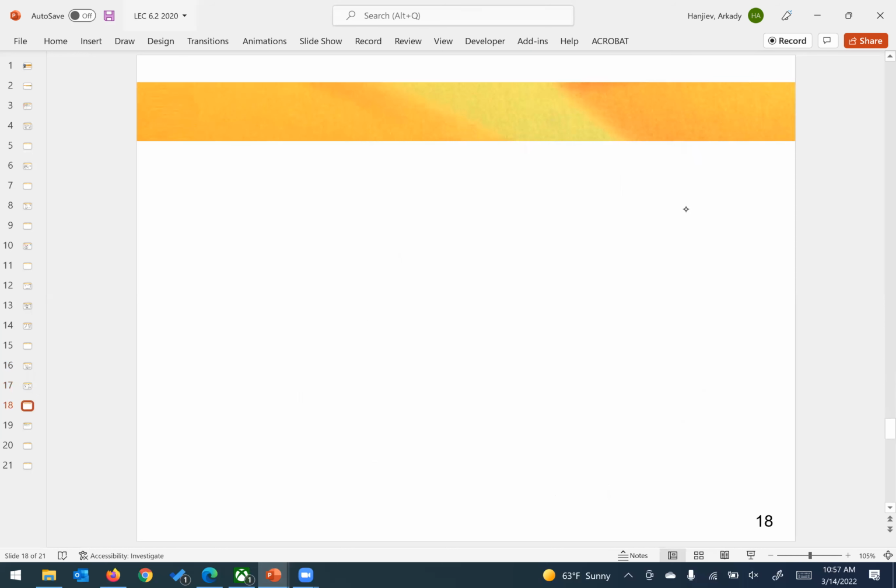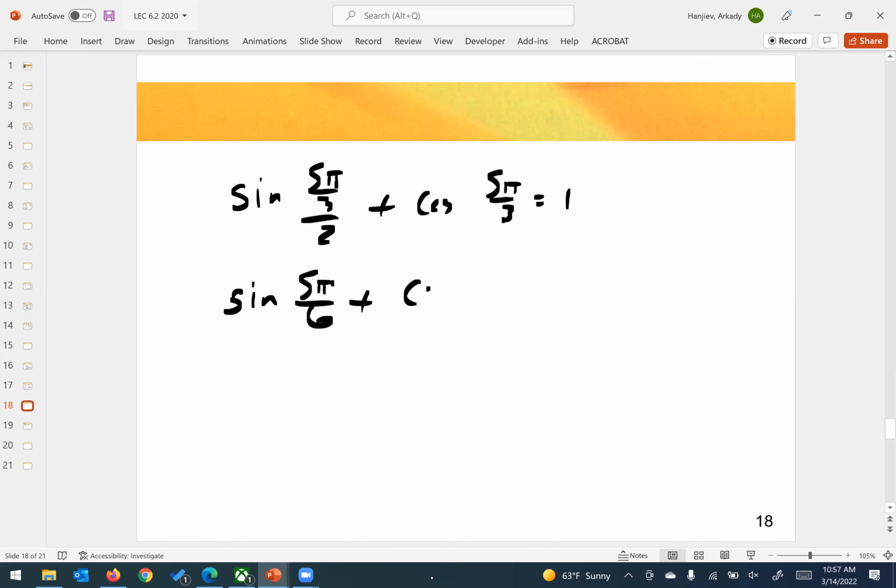That was a toughie, huh? It's sine of 5 pi over 3 divided by 2, plus cosine of 5 pi over 3, and the question is, does it equal 1? This is sine of 5 pi over 6. That is sine of 150 degrees. It's on its way up to 180, but not quite. So this guy's going to be a positive 1/2.